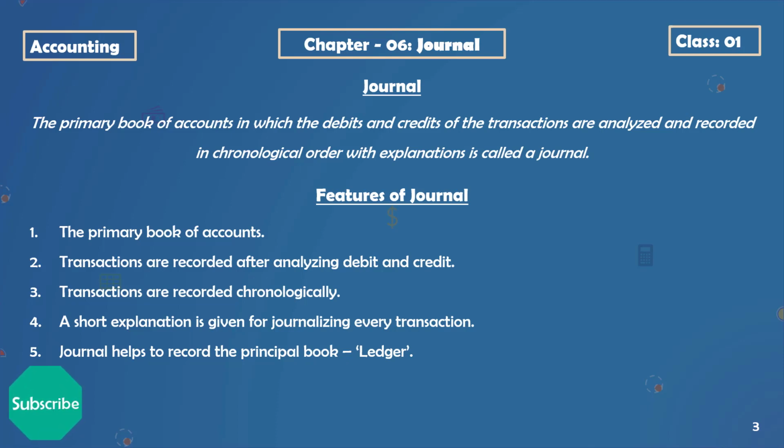Ledger is the principal book of accounts, and it is written on the basis of journal. So journal helps to record the principal book, and we will study more about ledger in chapter 7, so I'm not going to discuss it in detail here. Okay, so let's move on to the next section.